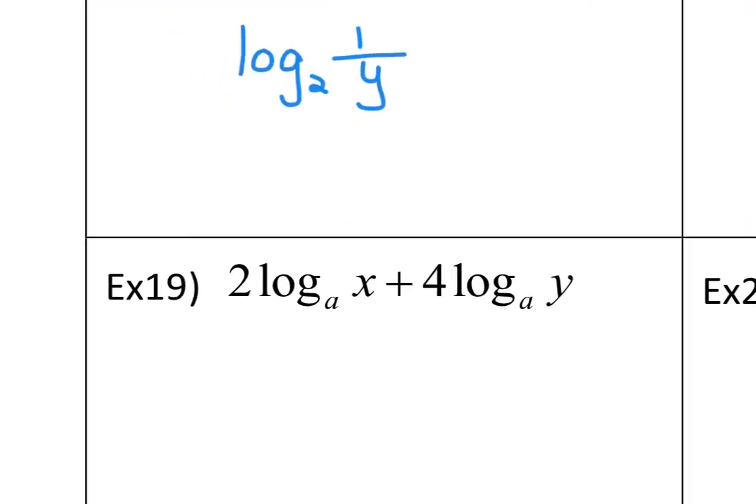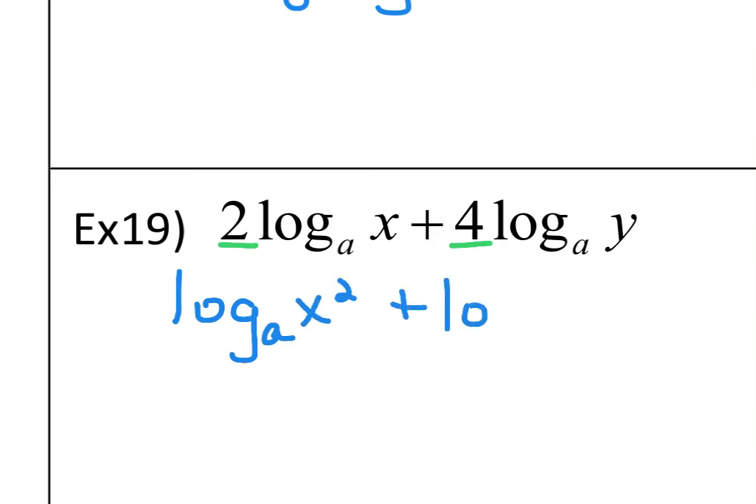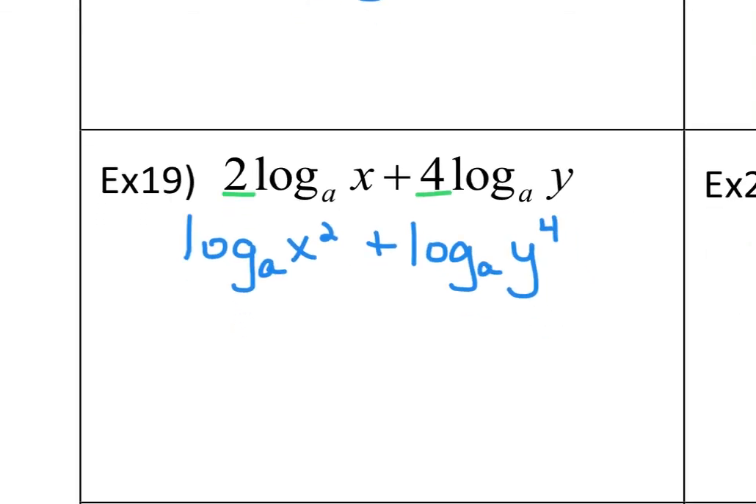So in number 19, I am going to immediately take the 2 and the 4 and make them exponents. So log base a of x squared plus log base a of y to the 4th. And because it's plus, the whole thing becomes log base a of x squared y to the 4th. And that's it, that's your answer.